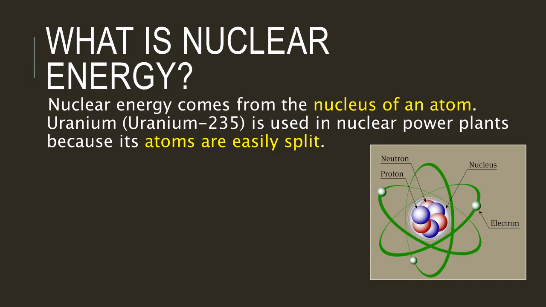So to begin, let's just understand what is nuclear energy. Nuclear energy comes from the nucleus of an atom, the center of an atom. And we on Earth use uranium, specifically uranium-235, in nuclear power plants because the atoms of uranium-235 are easily split. They're easily broken apart.